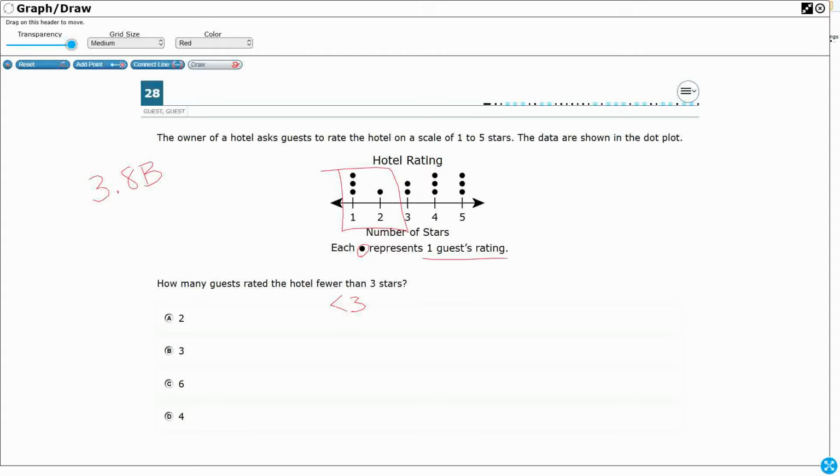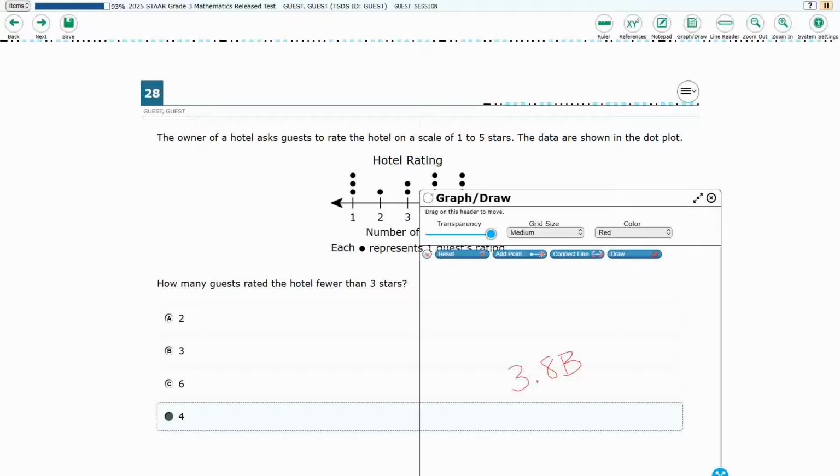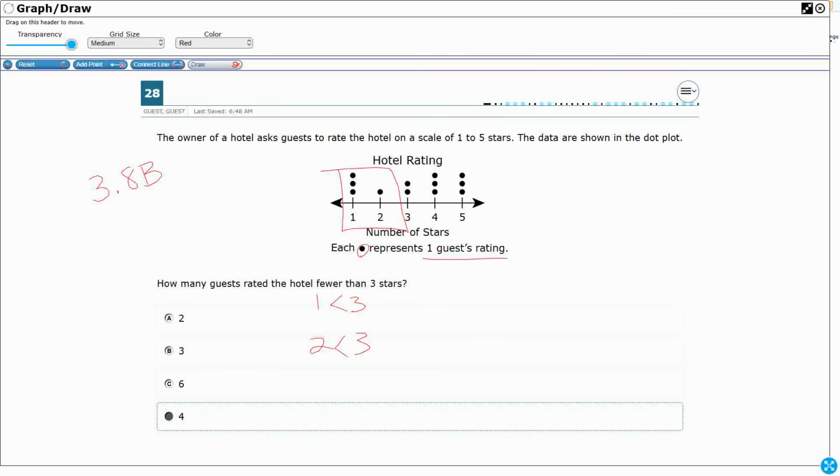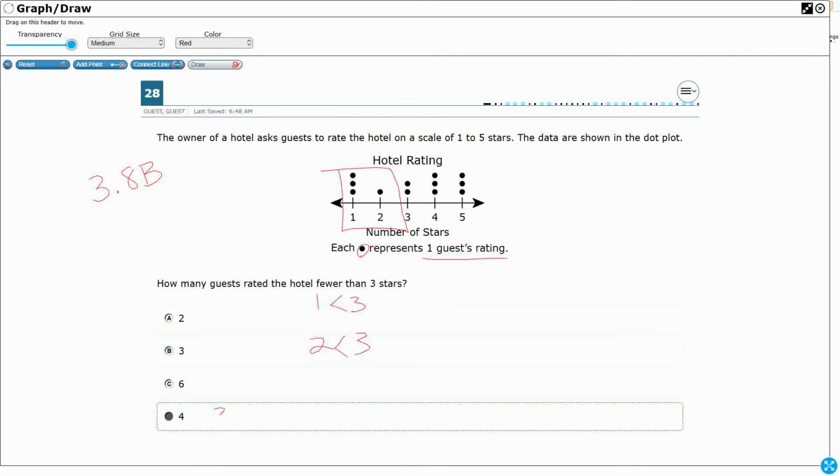But if it just says how many guests rated the hotel fewer than 3 stars, well, the only numbers less than 3 are 1 and 2. 3 is not less than 3. Obviously, 4 and 5 are larger than 3. So I've got 1, 2, 3, 4. That's it. I've got 4 of our guests that rated it as less than 3 stars. So only 33% of our students got this correct.